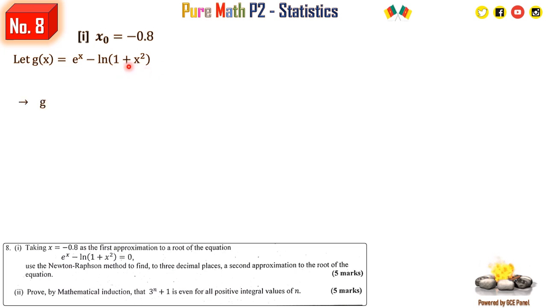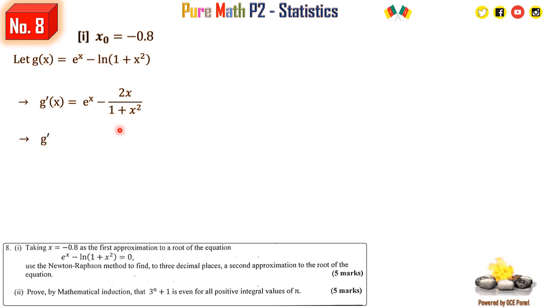From here, we need g prime. g prime of x will be equal to e to the x minus the derivative of ln(1 plus x squared), which is the derivative of the core, that is 2x, all over the core. So 2x on 1 plus x squared. That's the derivative that we have.